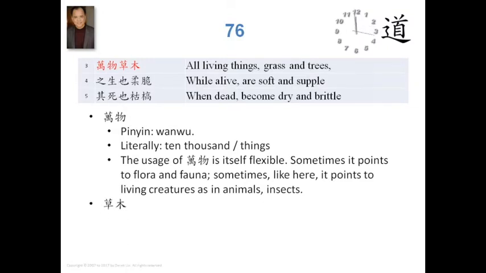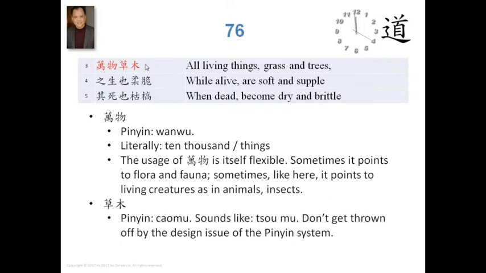So here we go. The last two characters from line 1. This one is also kind of tricky because you've got the pinyin that looks like kelmu. That's not what it is. It sounds more like 草木. So don't get thrown off by the design issue of the pinyin system. They never should have used C to say 草. But they did, and it's become a standard, so we don't really have a choice. We have to go along with it. Literally, the first one means grass, the second one means wood. When you put them together, it means all plants.